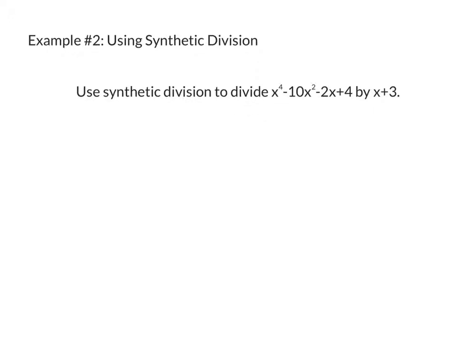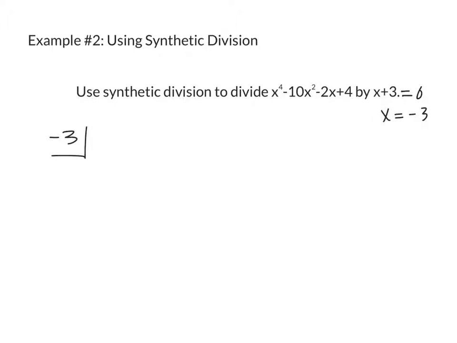So on the first one, if we have x plus 3, the first thing that we have to determine is what is the number that goes in the box. The number that goes in the box would be if I set that x plus 3 equal to 0, which gives us a value of negative 3. So negative 3 is the number that we're going to put into our synthetic division box.